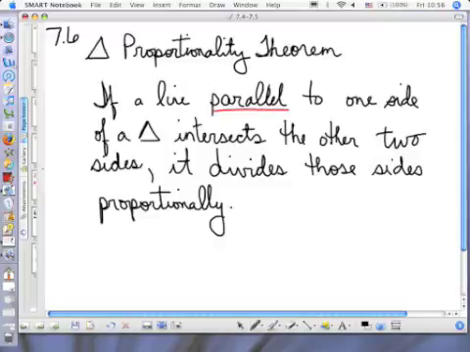Triangle proportionality theorem, which says in a triangle, if you have a line parallel to one side and intersecting the other two sides, so it's inside the triangle, not outside, then it divides those two sides proportionally. The two sides that it's going through, it's dividing them proportionally.